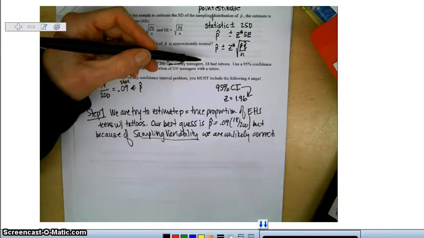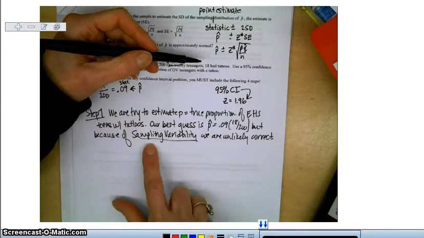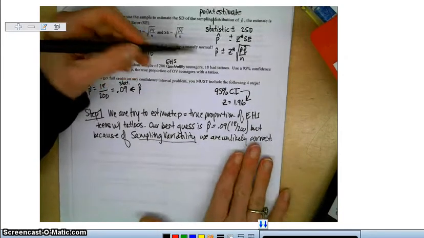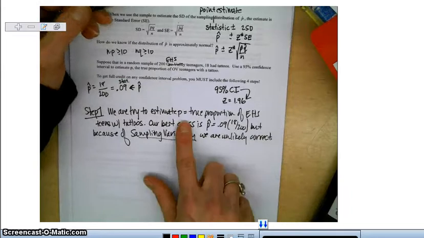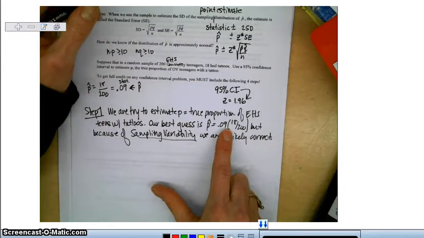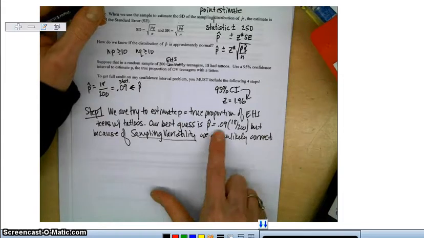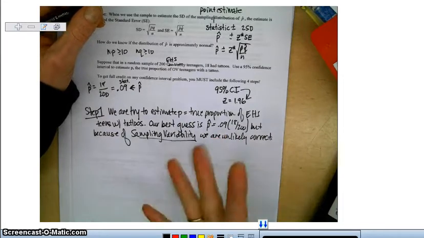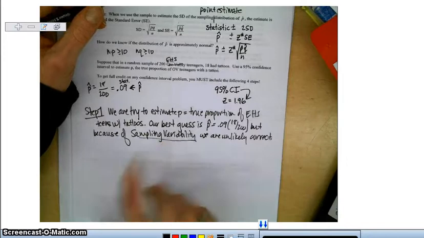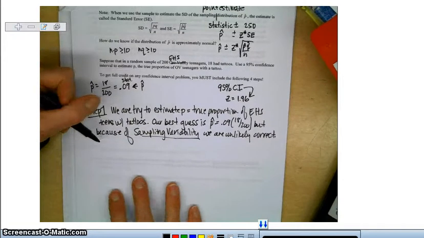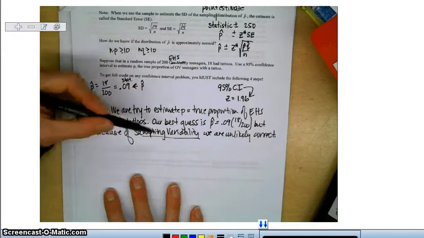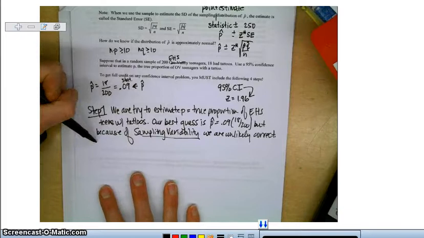Everybody goes out and does a different sample. Everybody's going to get a different answer. So there's variability in our sampling. So we're unlikely to have captured the exact true proportion in this one sample. So what we're going to do is give ourselves a range of values around 0.09, above and below 0.09, and we're going to do that using a formula called a confidence interval formula. So now we need to say what we're going to do, what we're trying to do, what we have, and what we're going to do.